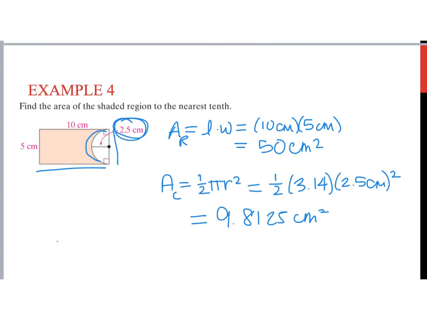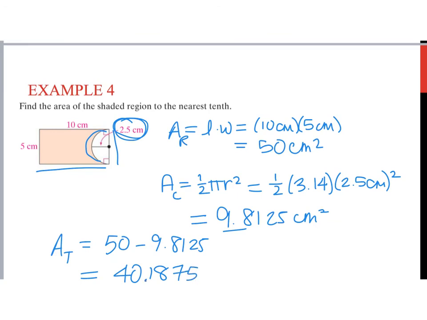So now to find our total area, I'm going to take the area of my rectangle, which was 50, and I'm going to subtract the 9.8125, and I'm going to get an area of 40.1875 square centimeters. So I took my big rectangle, I subtracted out this little semicircle there, and that shaded region then is roughly 40.2 square centimeters.